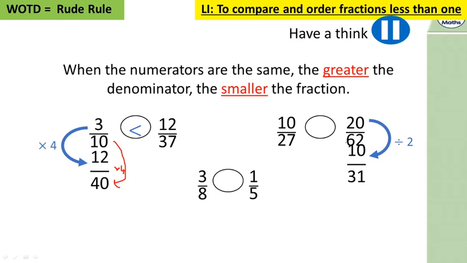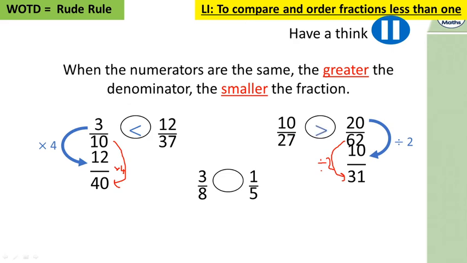20 divided by 2 is 10. 62 divided by 2 is 31. So we're comparing 10/31ths to 10/27ths. Which is bigger? 10 divided by 27 or 10 divided by 31? It has to be 10/27 because it's got the smallest denominator.